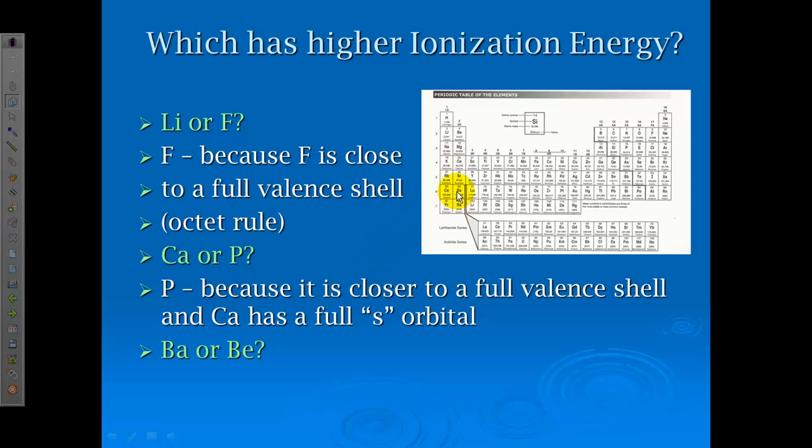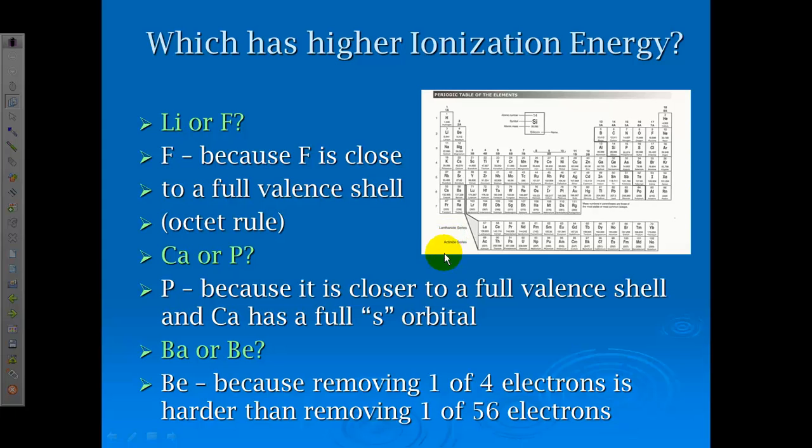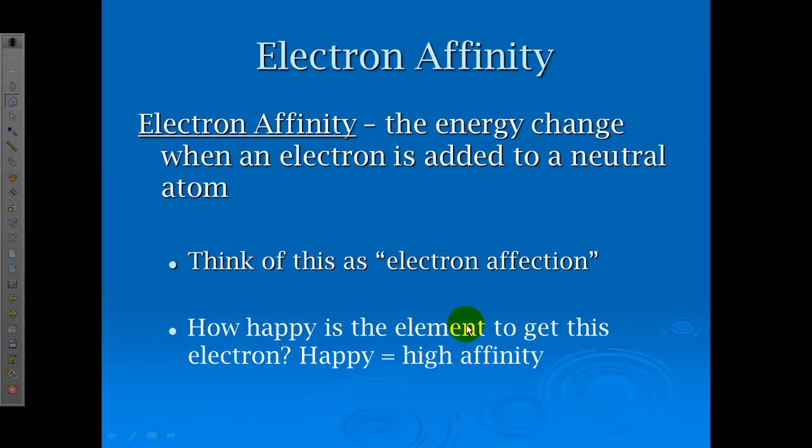Now let's look at barium and beryllium. Here's barium and beryllium. Which one is going to be harder to take an electron away from? Well, beryllium only has 4 electrons. Barium has 56 electrons. So taking one of barium's is not going to be as big of a deal. So beryllium would be harder because removing one of his 4 is much more difficult than one of 56.